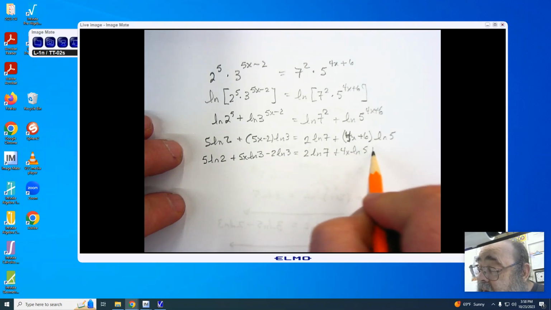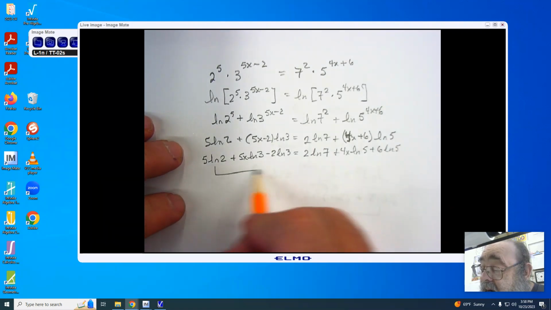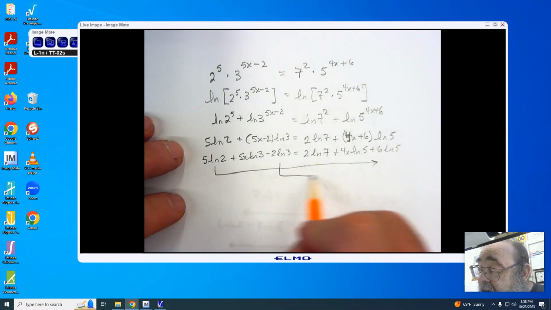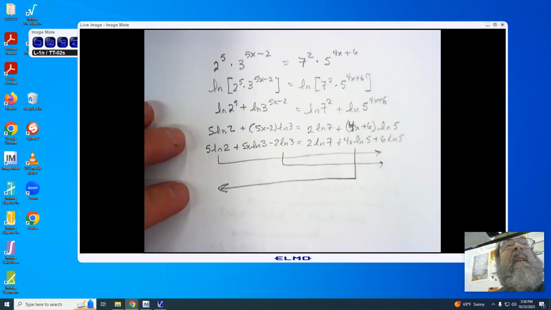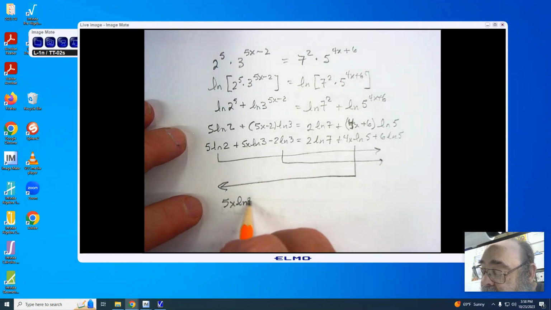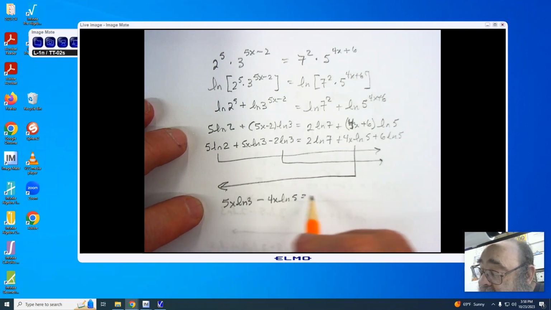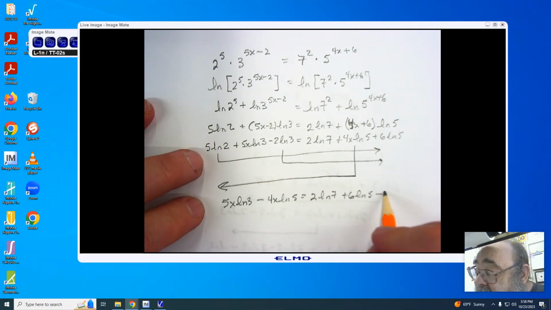So you've got to be careful. You've got to watch what you're doing and pay attention. This is going to have to move over. That has to move over. This piece right here moves this way. Okay. 5x natural log of 3. I'm subtracting 4x natural log of 5, and it's supposed to equal 2 natural log of 7 plus 6 natural log of 5 minus 5 natural log of 2 plus 2 natural log of 3.